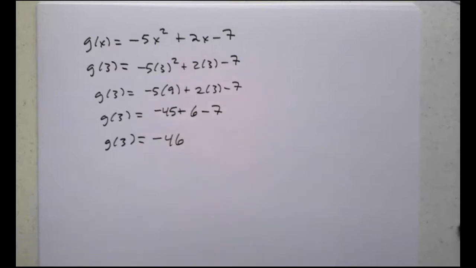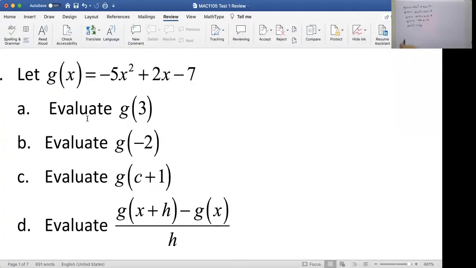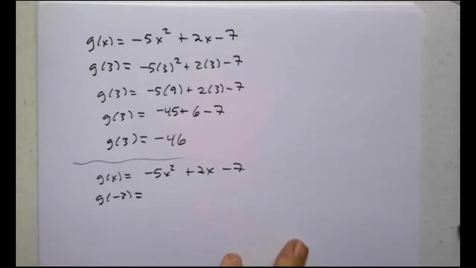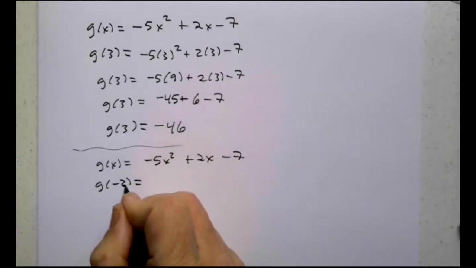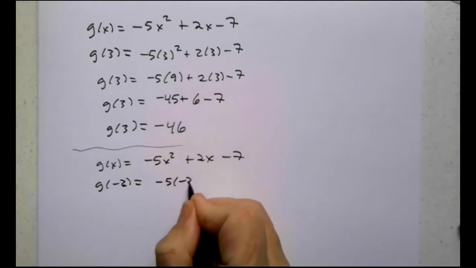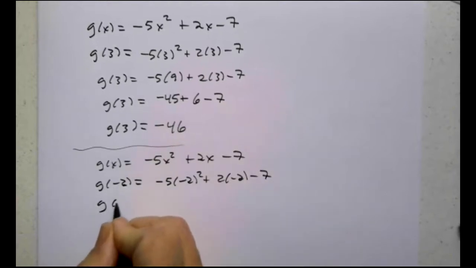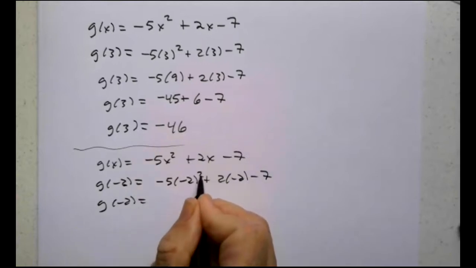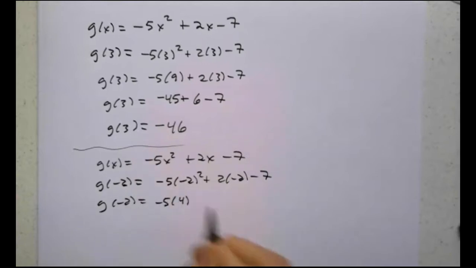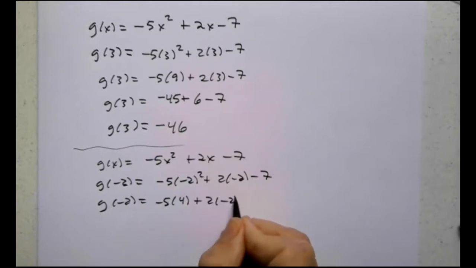The next question that we need is g of negative 2. So again, we're starting with g of x, negative 5x squared plus 2x minus 7, and we want to get g of negative 2. So we're going to plug negative 2 in parentheses wherever I see an x. So I get negative 5 times negative 2 squared plus 2 times negative 2 minus 7. Negative 2 squared is positive 4. Negative 5 times 4 plus 2 times negative 2 minus 7.